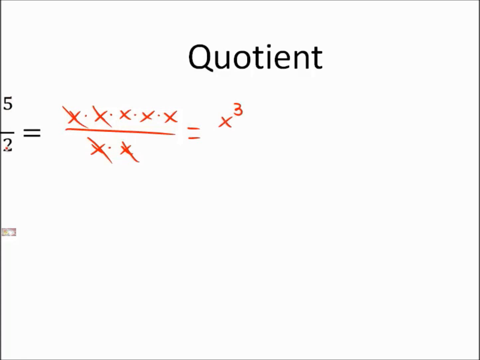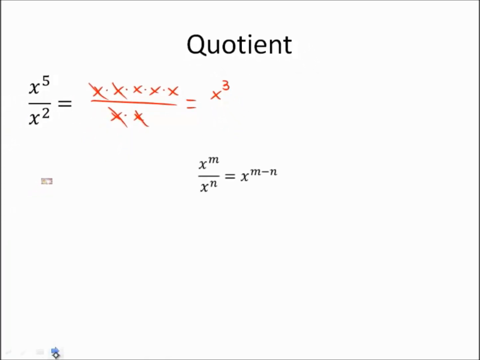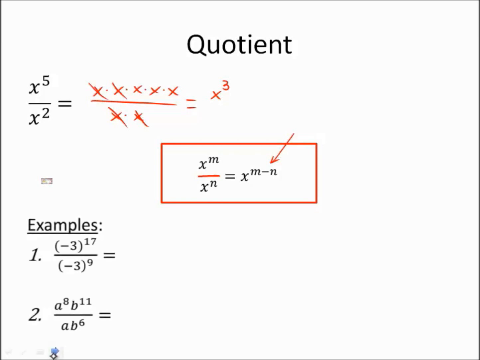So what happened with our exponents? When we divided, our exponents subtracted. And here is the rule for that. X to the m over x to the n. Quotient leaves you with a subtraction of exponents. Here are some examples.